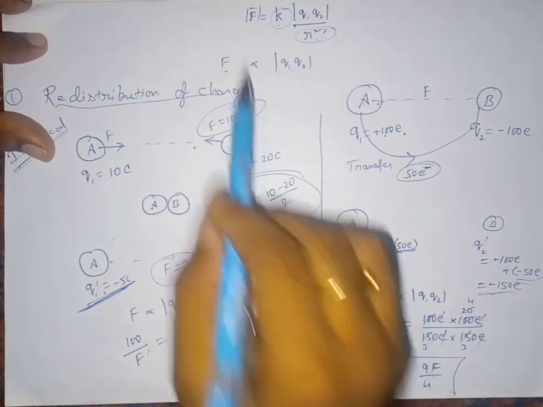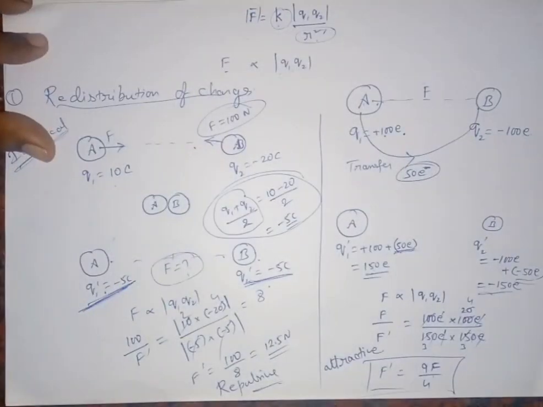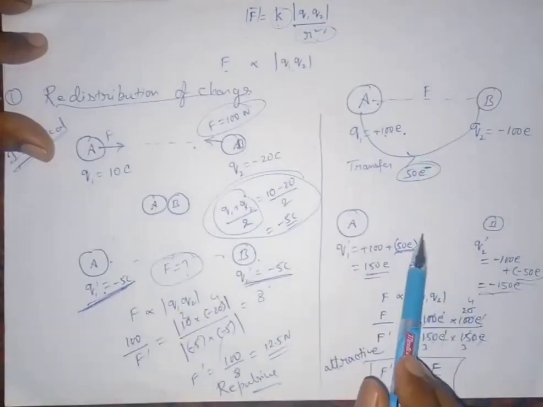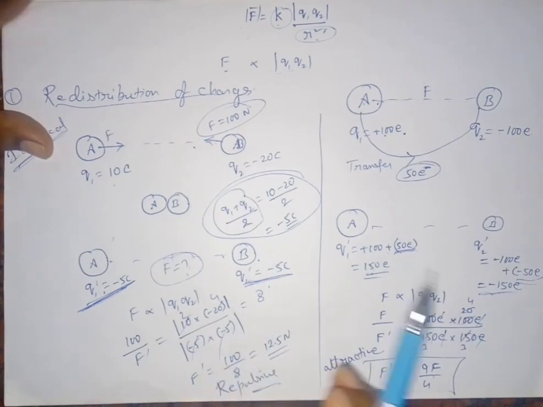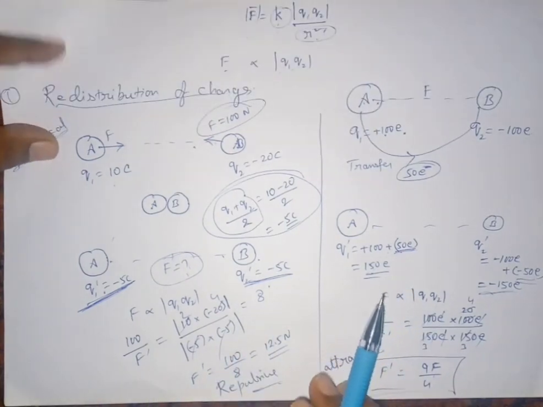So here the force is proportional to the product of magnitude of the charges, because the distance happened to be the same and the medium is not changed here. I guess we followed this. Now moving on to the next part.